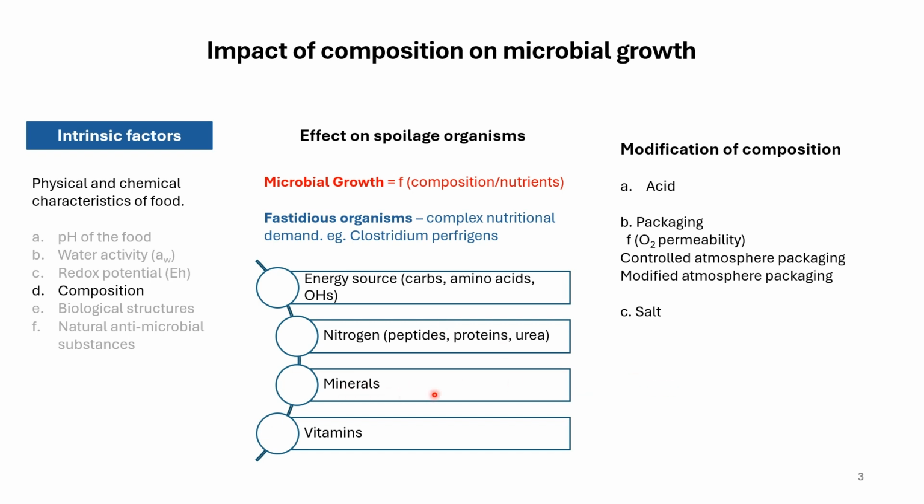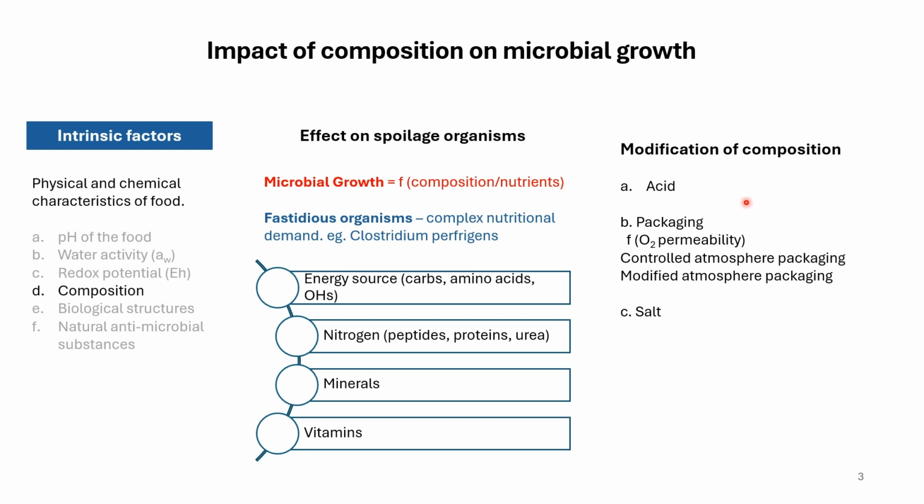Sources of minerals are generally present in the form of salt. Vitamins are also readily available in food for supporting microbial growth. Now, all these things make food a very attractive medium for microbial growth. Having said that, there are mechanisms in place in order to reduce, inhibit, or inactivate microbial cells. So how can this be achieved?